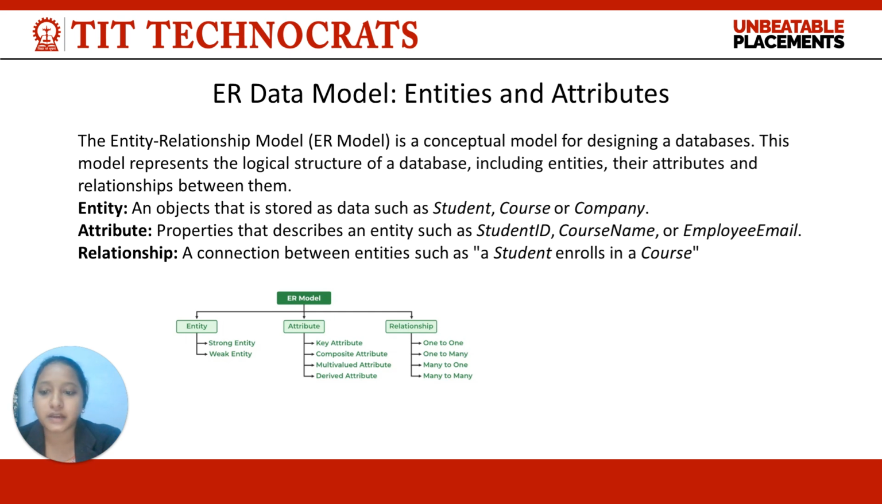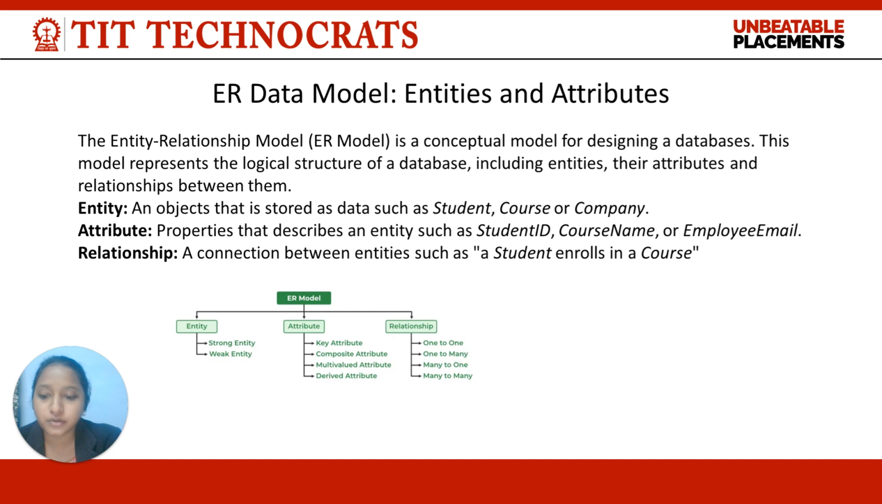Let's start with the first part, entity. An entity is simply an object from the real world that we want to store information about. For example, it could be a student, a course, or a company. In the ER diagram, entities are usually represented by rectangles. There are two types of entities, strong entity and weak entity. A strong entity can be uniquely identified by its own attributes, for example, a student with a roll number, and a weak entity is one which depends on another entity for its identification.